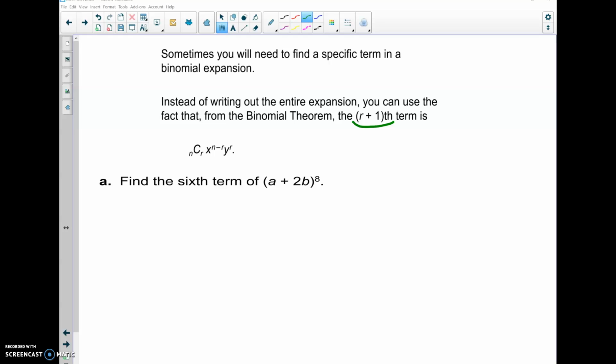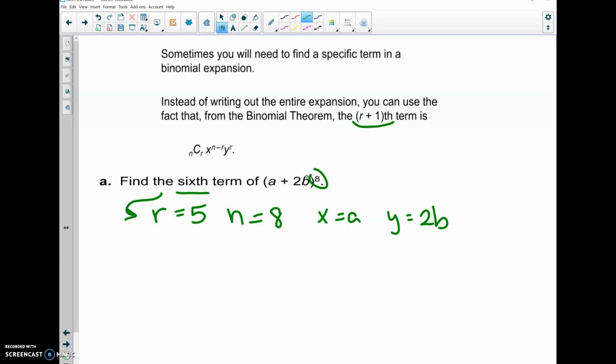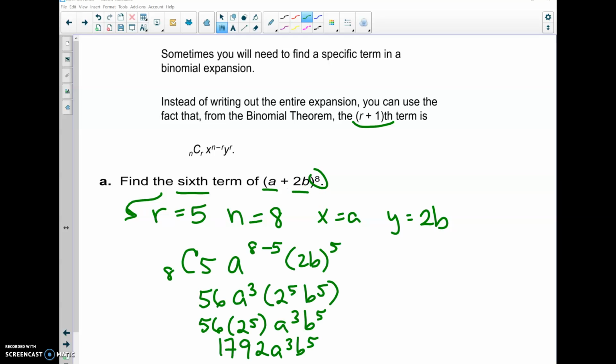Notice they say r plus 1 term, so if they're asking for the sixth term here, our r is 5. So r is 5, our n is 8, x is a, and y is 2b, so we're going to plug all this into the formula. Alright, so the sixth term of this binomial here is 1792a cubed b to the fifth. Notice we plugged in 8 for n, 5 for r into our formula up here, and our two pieces a and 2b, multiplying all of that out, being careful that we raise 2 to the fifth as well.